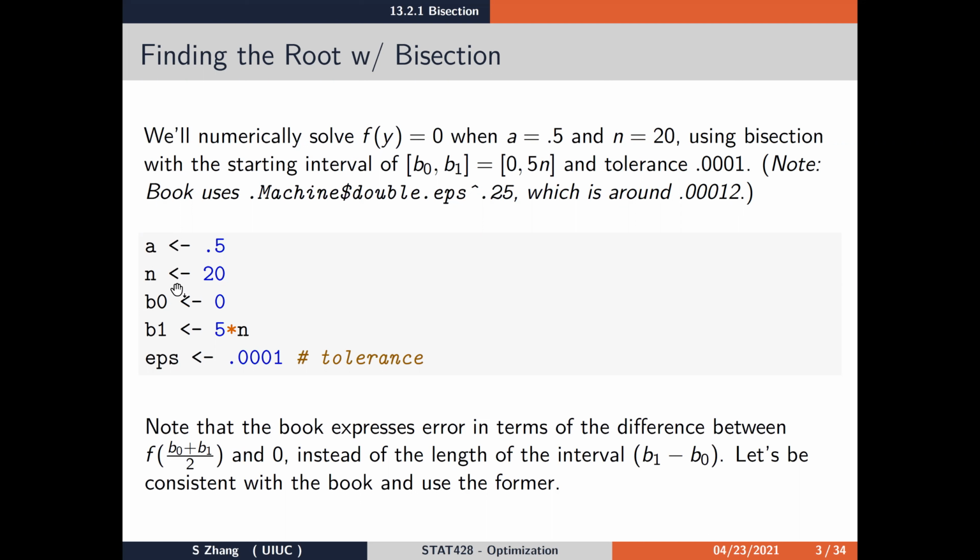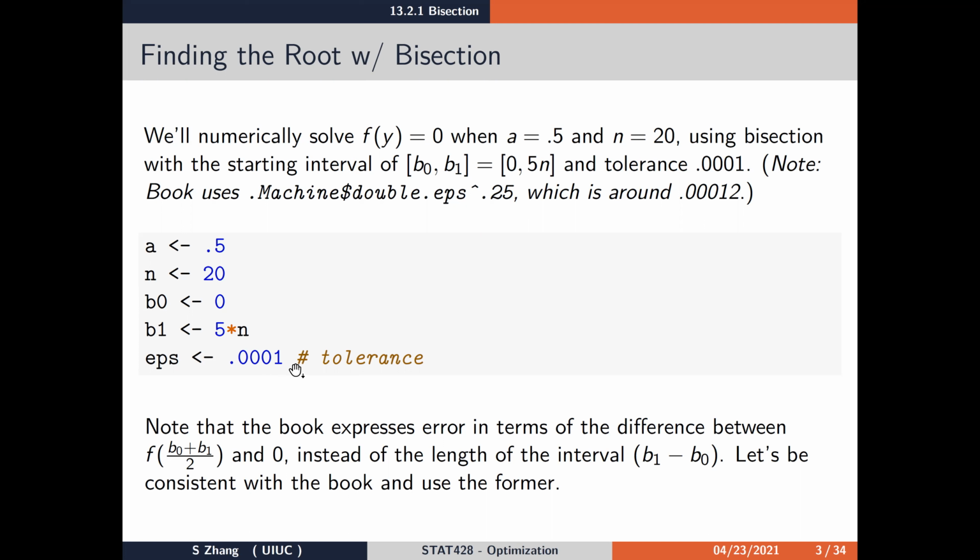So let's first specify some objects. So we said a is going to be equal to 0.5, n is equal to 20, and we'll start the interval with b0 equals 0, and the right-hand side of the bracket is b1, which is equal to 5 times n. And we'll create an object epsilon to store the tolerance, and that's set to be equal to 0.0001.